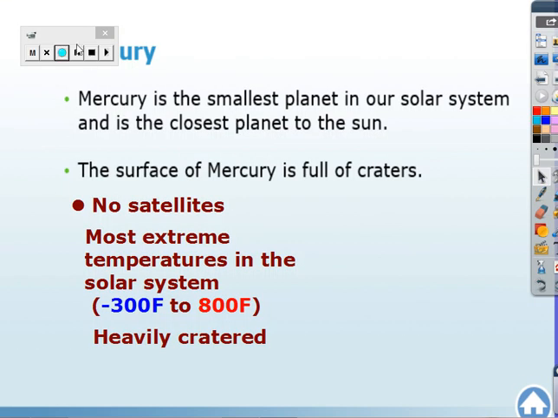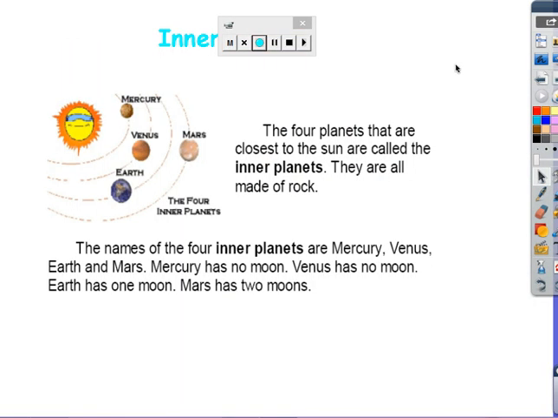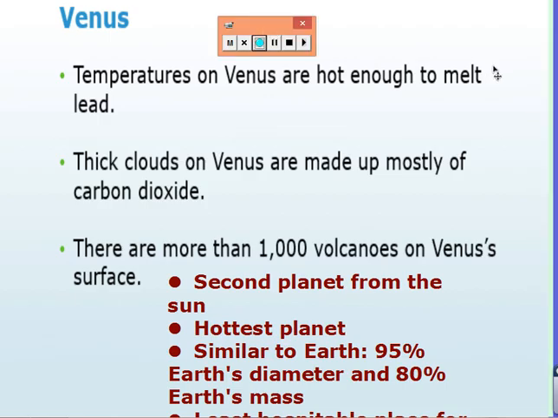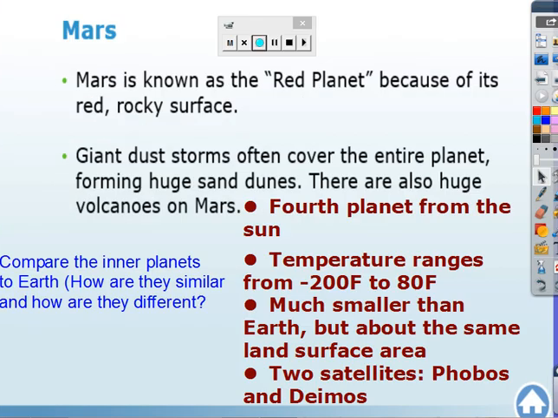As we've come to the planets, I'd like you to take some time and look up each planet individually. See if in your group you can find at least one new fact that I don't have on here. Something new you've learned about Mercury, Venus, Earth, Mars as the inner planets.